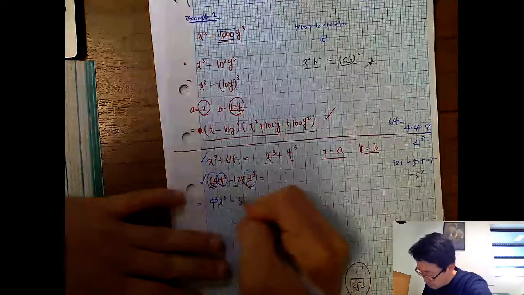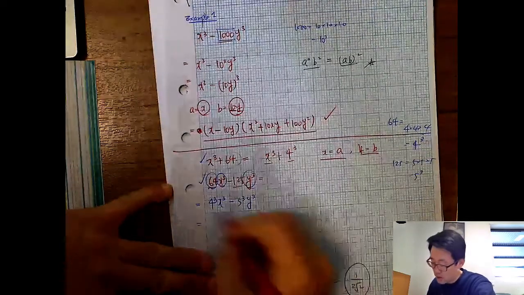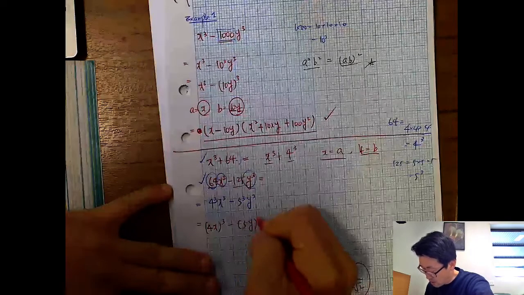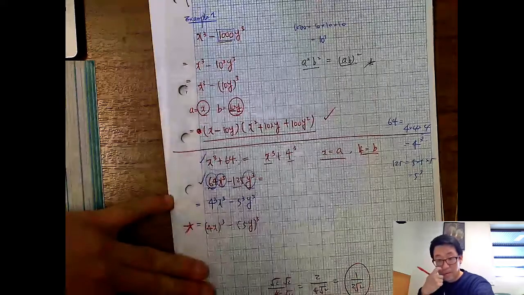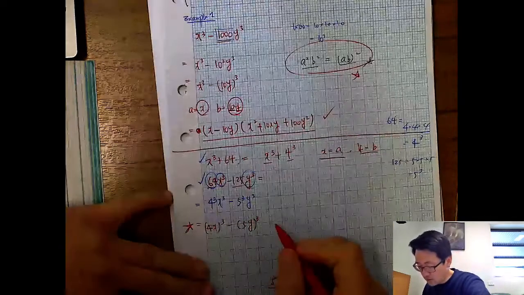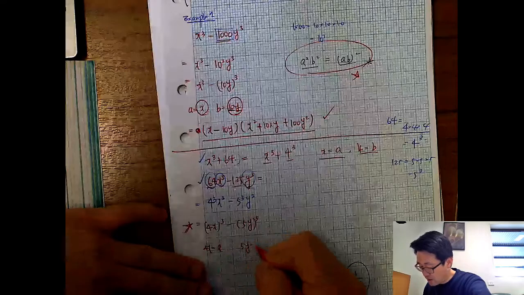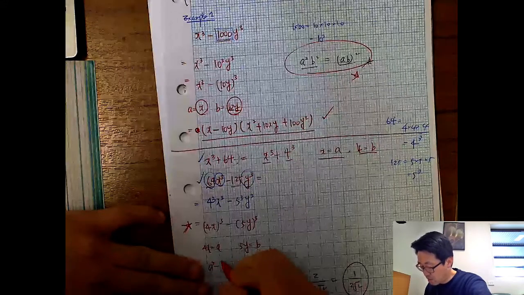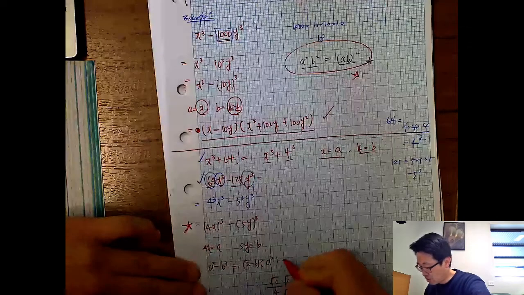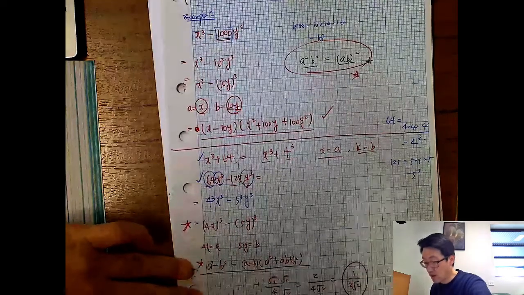5 cubed, y cubed. Okay. Then 4x cubed minus 5y cubed. You with me? I use that. And then 4x is a, 5y is b. This is the same as a cubed minus b cubed, which is (a minus b)(a squared plus ab plus b squared). That's the formula we have.